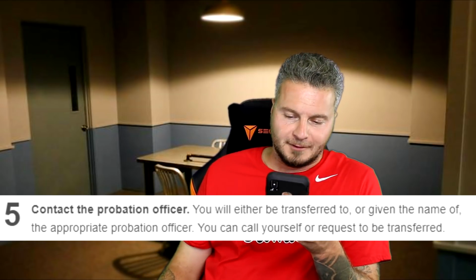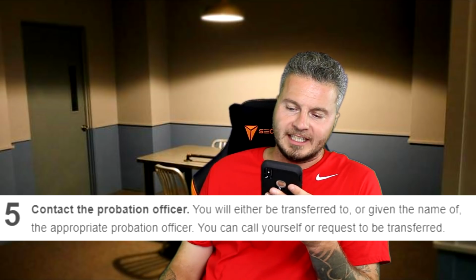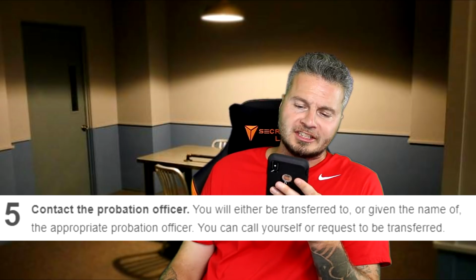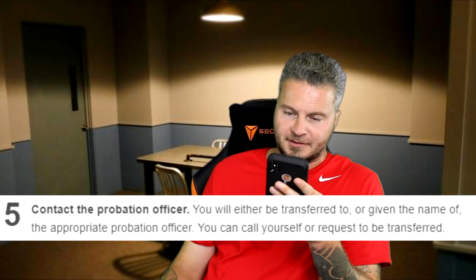Contact the probation officer. You will either be transferred to or given the name of the appropriate probation officer. You can call yourself or request to be transferred. And that's it. They make it sound simple enough. So for anybody who doesn't know how to snitch, Wikipedia lays it out right here. Folks, there's also other interesting things about this article, and that is down below they've got the community, the Q&A.